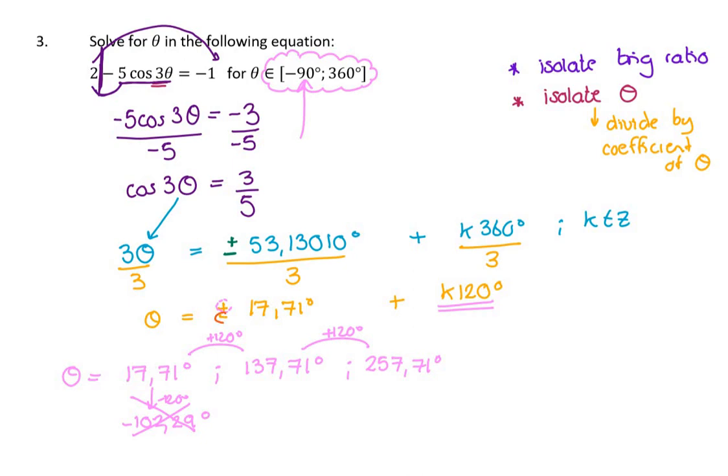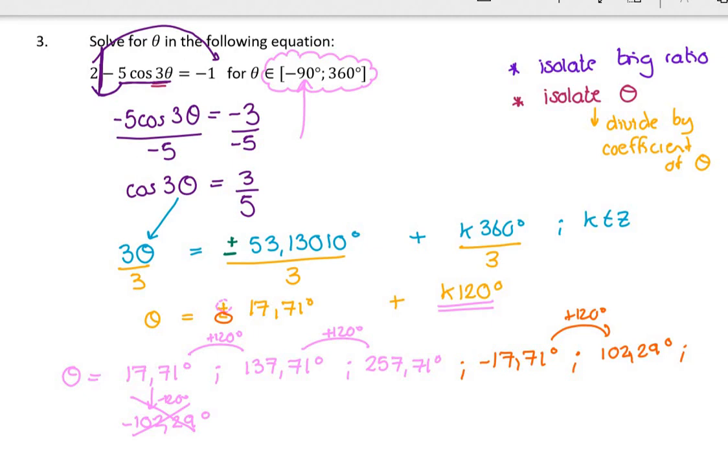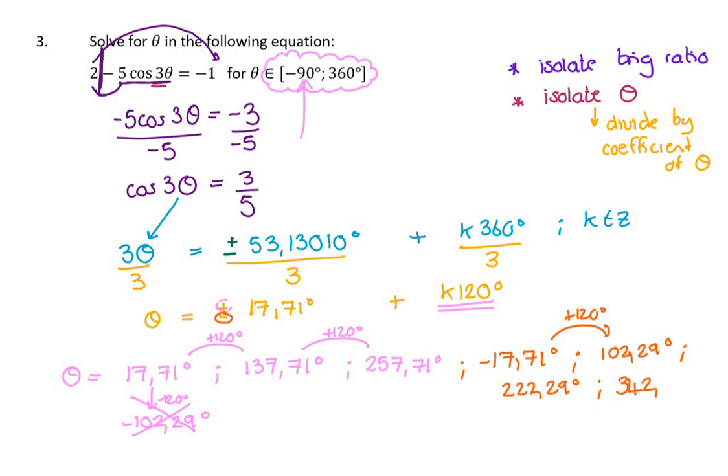However, the second solution was negative 17.71. So negative 17.71, which is in the range, is allowed. And I'm allowed to take negative 17.71, and I'm allowed to add 120 as many times as I like. So if I add 120 degrees, I get 102,29 degrees. If I add another 120, because that seems like I could still add and be within range, I'll end up getting 222,29 degrees. And if I add another 120, I think I'm still within range. So there's quite a number of answers that work in this particular domain.